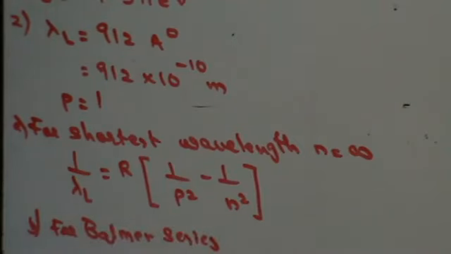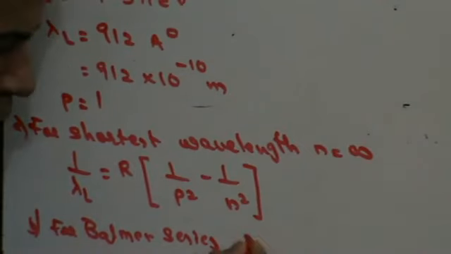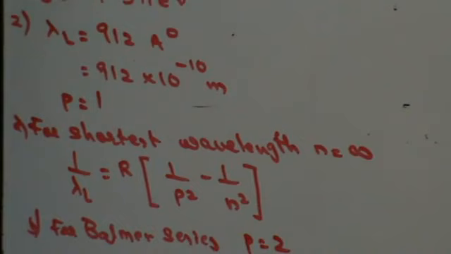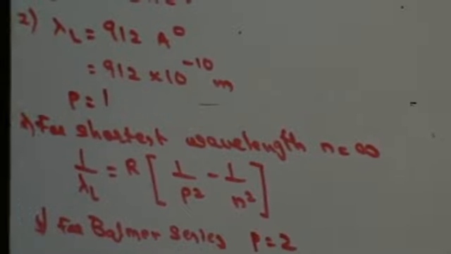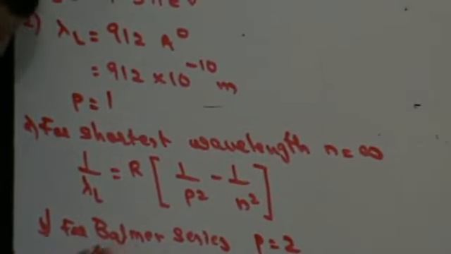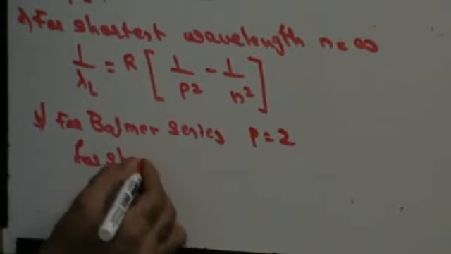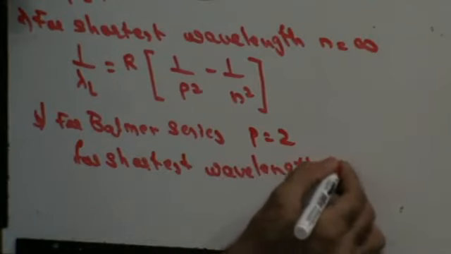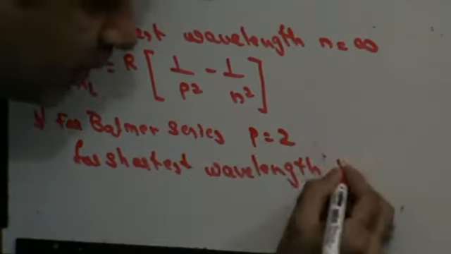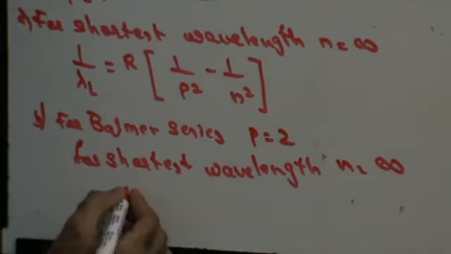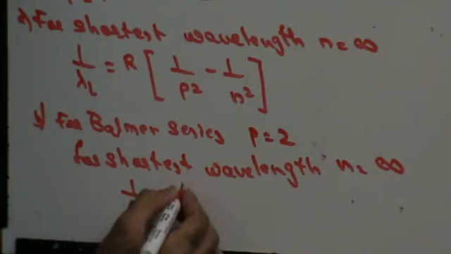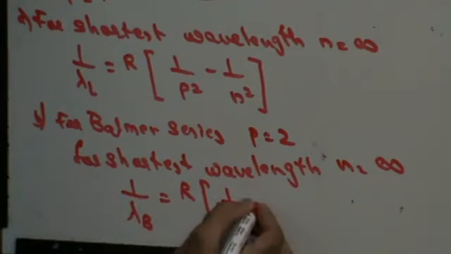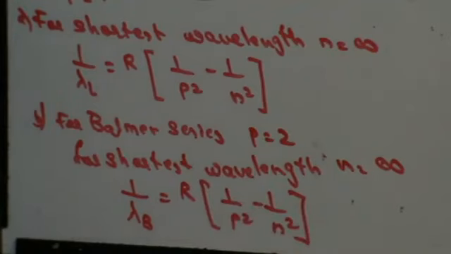For Balmer series, I can say that p is equal to 2. Now, they've asked you to find out for Balmer series the shortest wavelength. Now, for shortest wavelength, n is going to be equal to infinity. Right? 1 upon lambda b is R times 1 upon p square minus 1 upon n square. So I'll come to know the shortest wavelength for Balmer series.